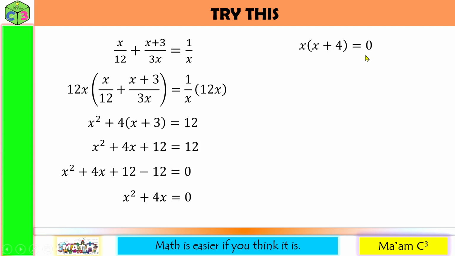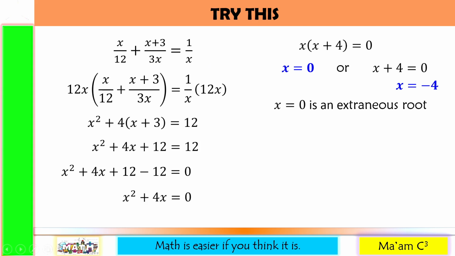So we have x is equal to 0, or x plus 4 is equal to 0. x equals negative 4. If x is equal to 0, when we substitute 0 here, this will become 1 over 0, and that will make the equation undefined. Therefore, x equals 0 is an extraneous root. Now, let us try if x is equal to negative 4.